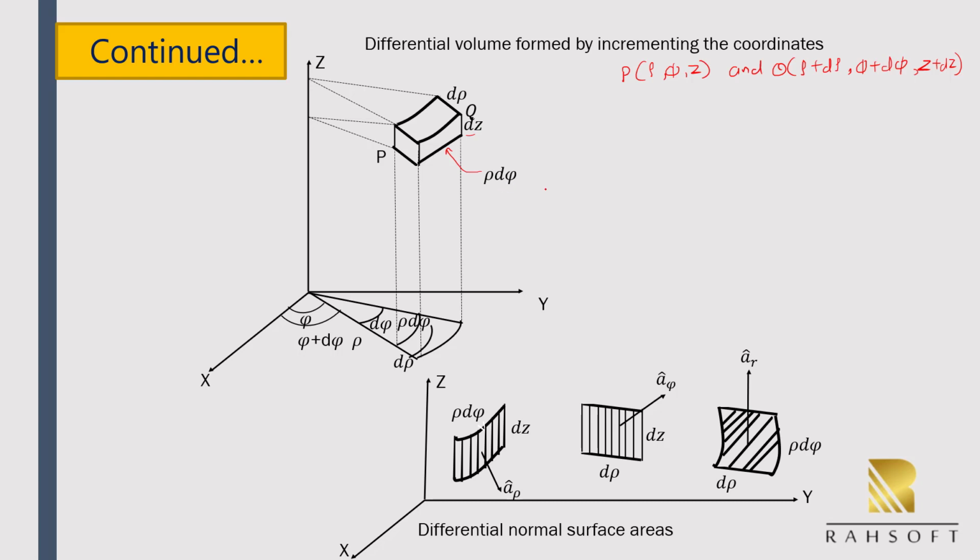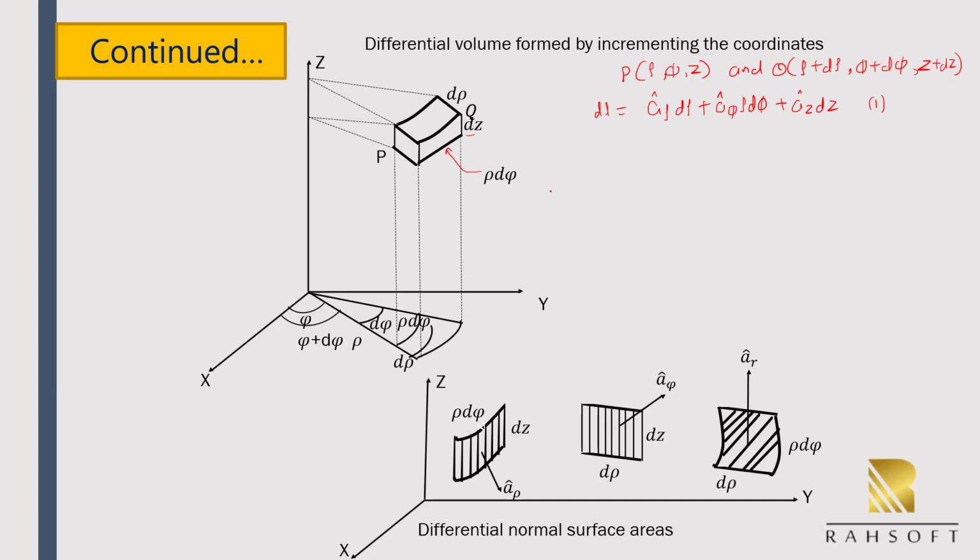So the vector displacement dL from P to Q is given by dL equals unit vector a rho d rho plus unit vector a phi rho d phi plus unit vector az dz. Equation 1.